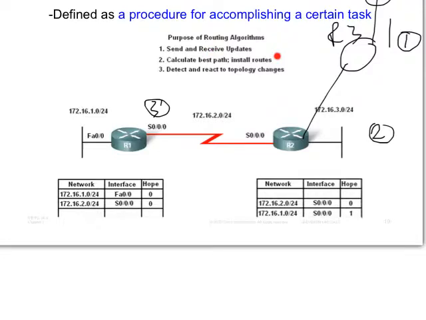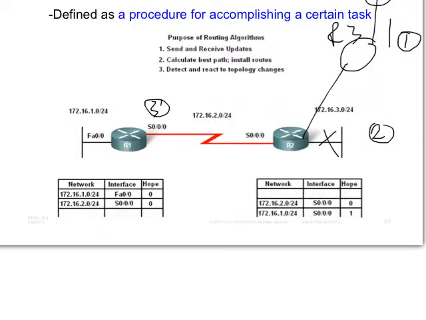So first, we send and receive updates. Second, we calculate the best route based on processing these updates. And third, we detect and react to topology changes. If a network here goes down, then the algorithm inside router 2 will be triggered right away, and it has to do something about it. Okay? What does it do exactly? It depends on which routing protocol we talk about, and we will talk about this in more detail. So these are the three functions of any routing algorithm.